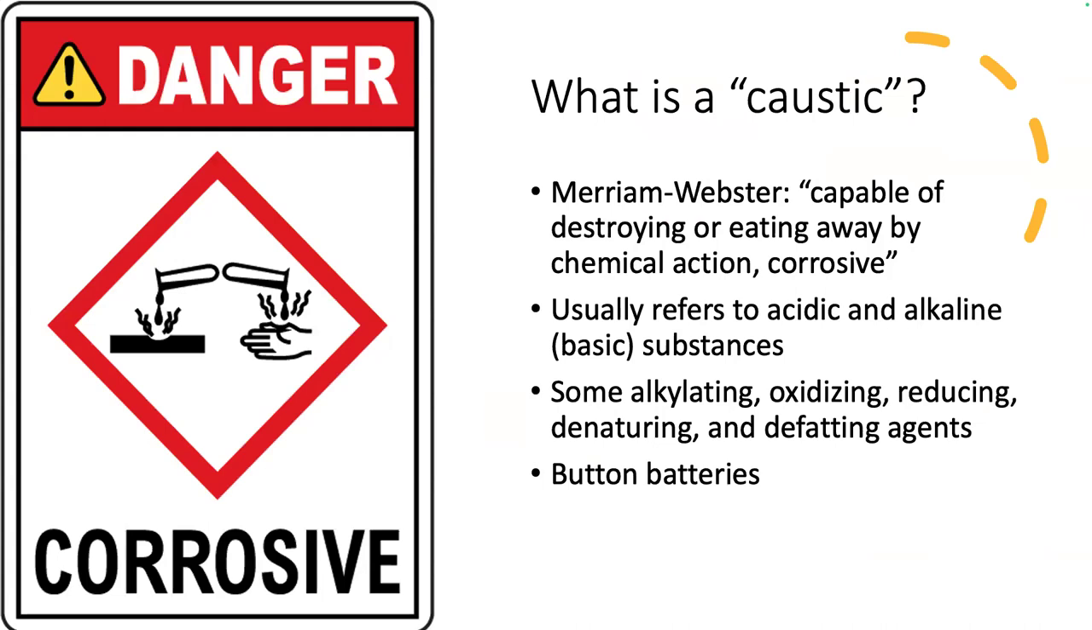And if you look at Merriam-Webster's dictionary, it describes it as a substance that's capable of destroying or eating away by chemical action, something that's corrosive. And we're usually referring to acidic and alkaline substances when we talk about caustic ingestions. But there are also some other agents which aren't particularly alkaline or acidic, which may have alkylating properties, oxidizing properties. They may be reducing agents. They may denature. They may defat tissues, and they can exert caustic effects through those mechanisms. And then also, we'll talk about button batteries too.